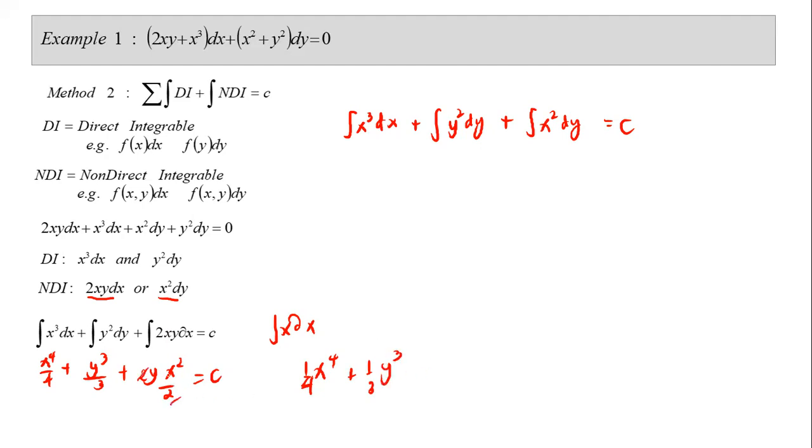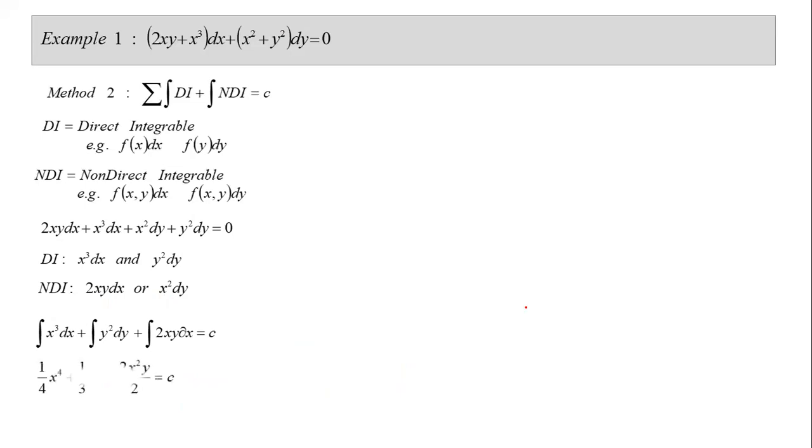You just cancel this out, so you have x squared y plus x squared y equals c. So you shall have 1/4 x to the 4 plus 1/3 y cubed plus x squared y equals c. And I think this is similar to the result in solution number 1.